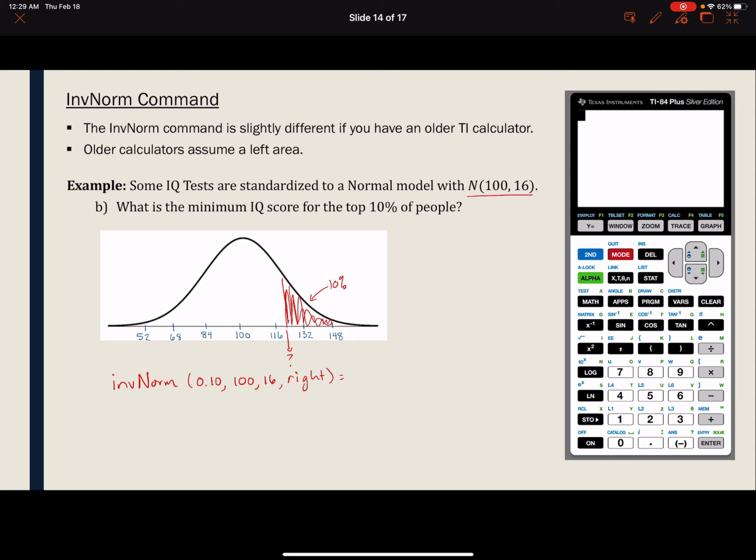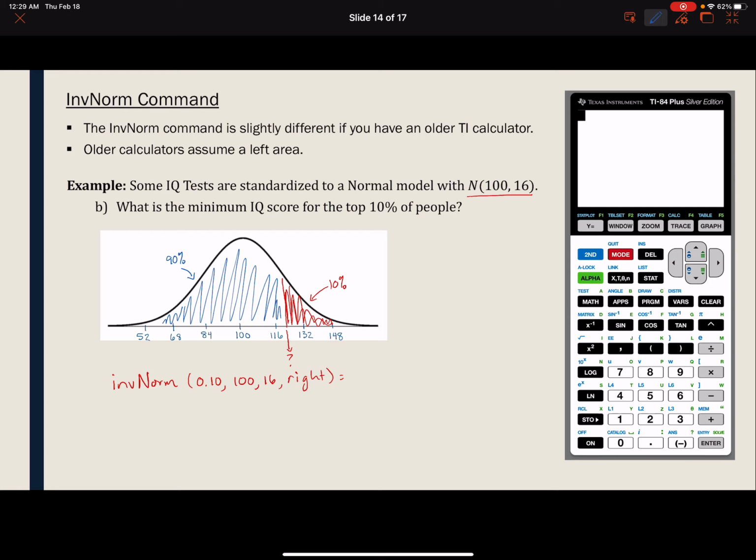But let me change colors for a second. However, if this red part is the upper 10%, then this is the lower 90%. And it will give us the same score, right? The value that separates the top 10% also separates the bottom 90%.